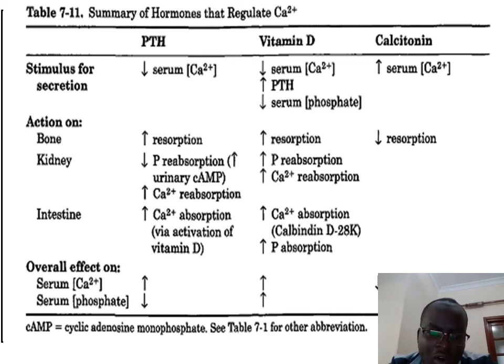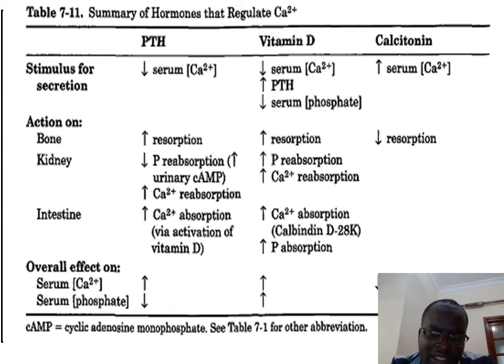What is the action of parathyroid hormone on the bone, the kidney, and intestine? On the bone, it will increase bone resorption to mobilize calcium and phosphates from the bone. On the kidneys, it's going to reduce phosphates reabsorption via increasing the urinary cyclic AMP. So you find that the reabsorption of phosphates is reduced, it's inhibited by the parathyroid hormone. It's also going to cause an increase in calcium reabsorption in the kidneys.